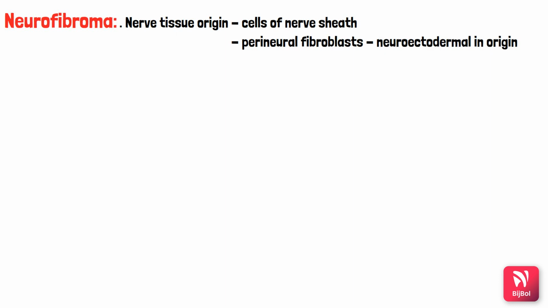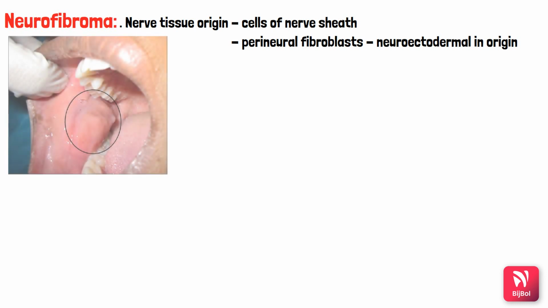Usually neurofibroma is solitary, that is, it presents as a single one. Sometimes it can be multiple also. If you see a single one, it presents as a non-ulcerated nodule, which tends to be of the same color as the normal mucosa. It can be seen on buccal mucosa, palate, alveolar ridge and tongue. If it is presenting in the tongue, it can result in macroglossia.